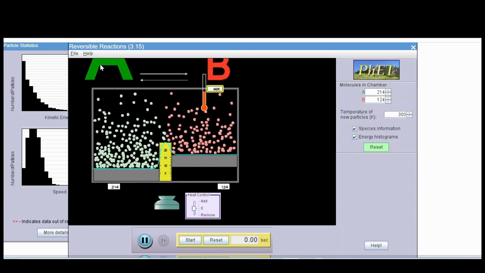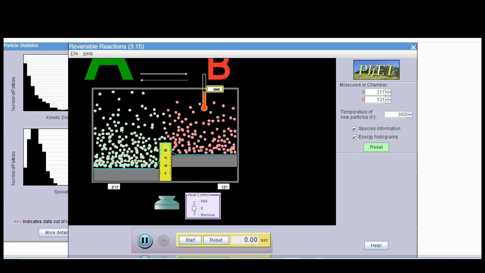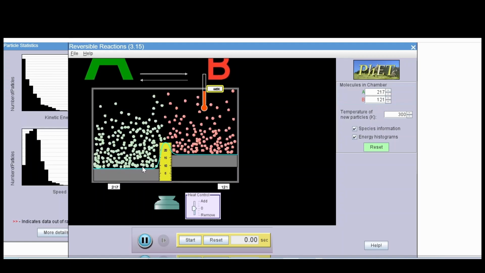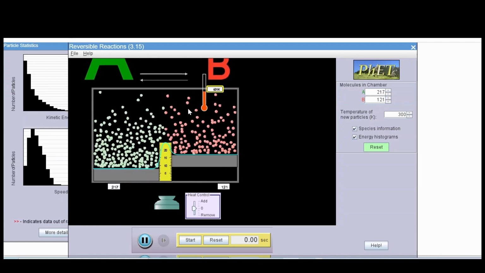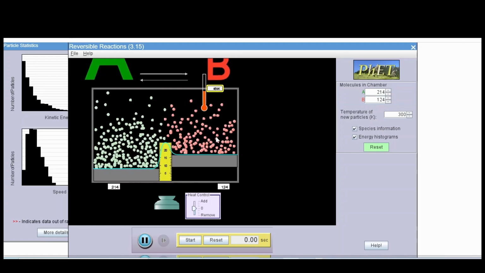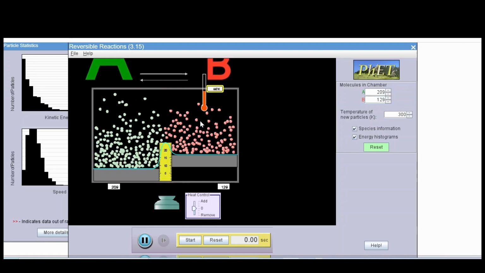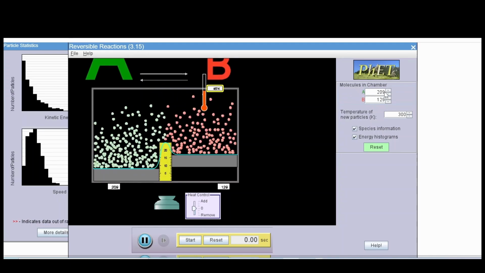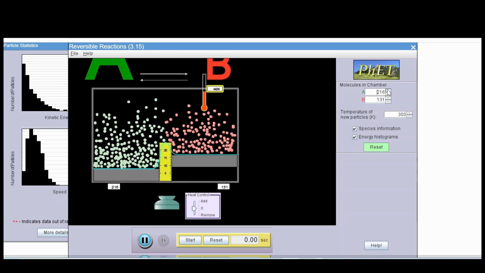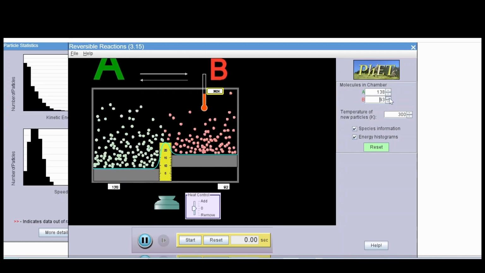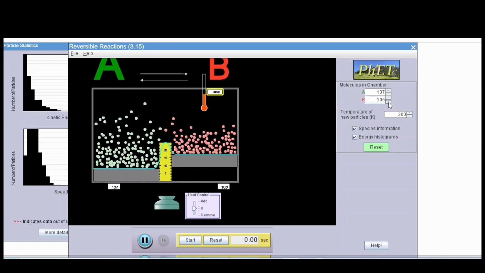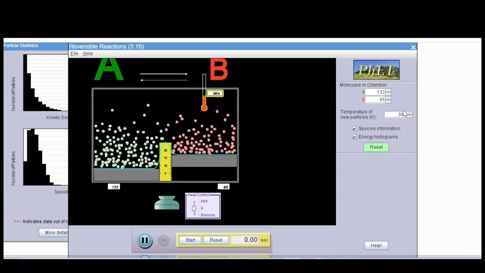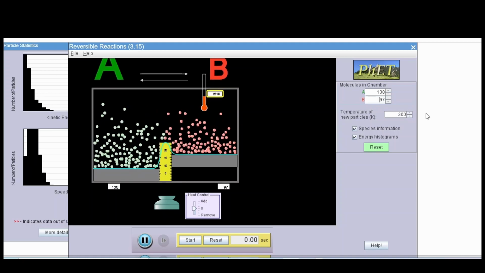In this simulation, we have a hypothetical reaction having A on the left of this container, representing the reactants of this reaction, and we have this B in red molecules representing the products formed on the right hand side of the container. At the top right of the page, here you have the number of molecules in the chamber, where you can adjust the number of both A and B in the container. Then we have the temperature of new particles measured in kelvins. We have the default setting at 300 kelvins.